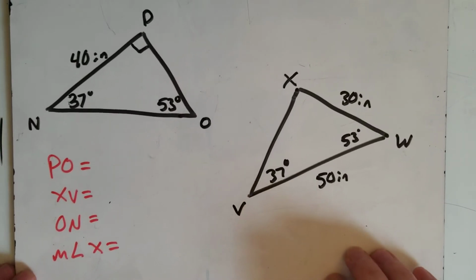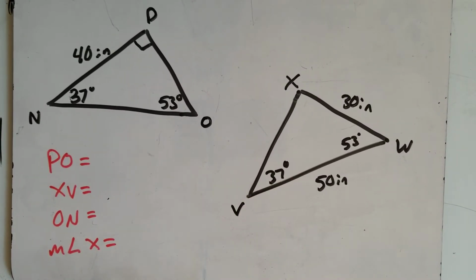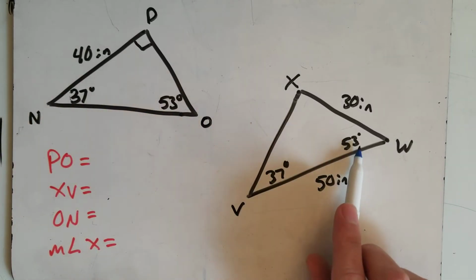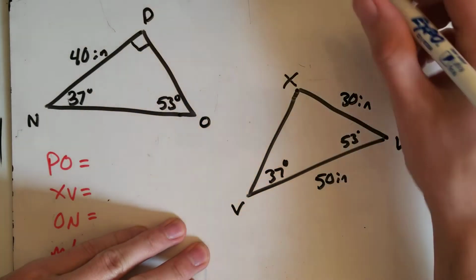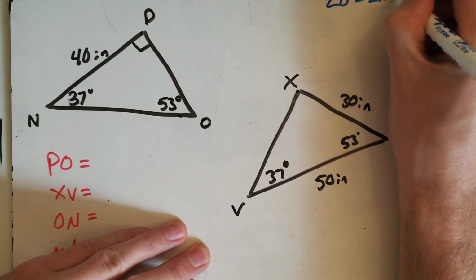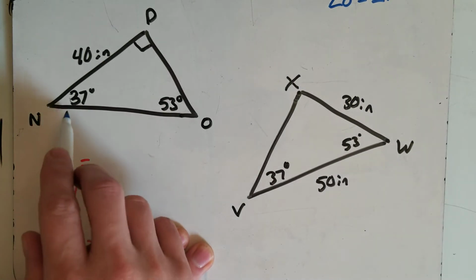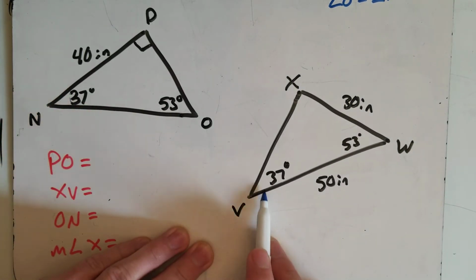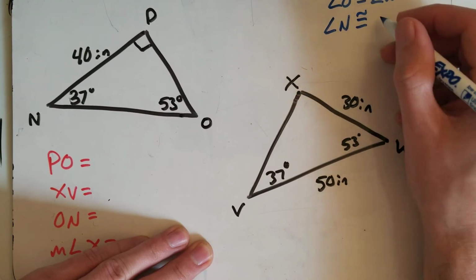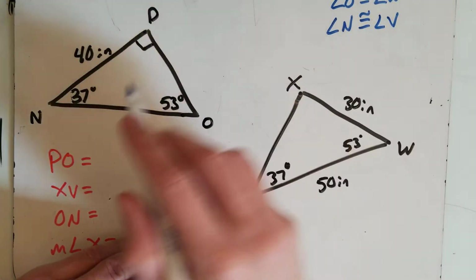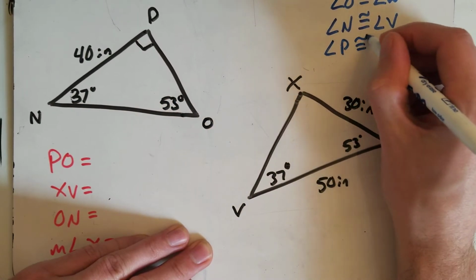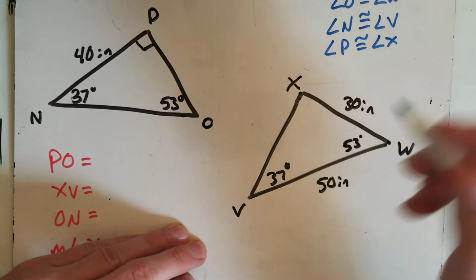So even though we're not given a congruent statement here, there is some information we can pull out. The 53 degrees goes with the 53 degrees, so we know angle O is congruent to angle W, they correspond. The angle that's 37 goes with the 37 here, so N corresponds with the V, and then the P is going to have to correspond with the X. So angle P is congruent to angle X.